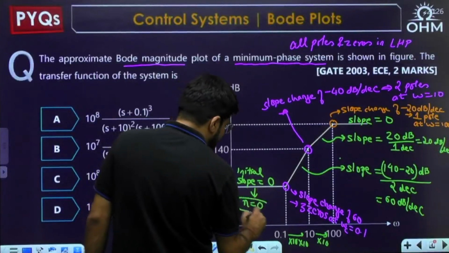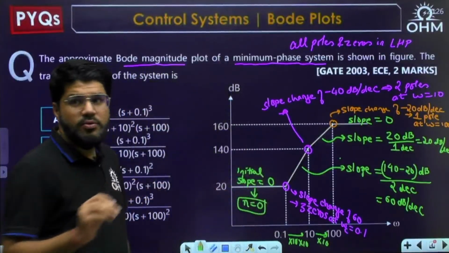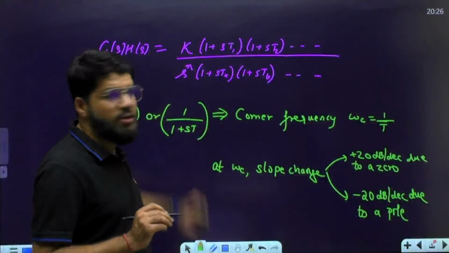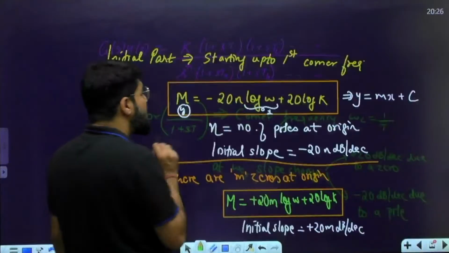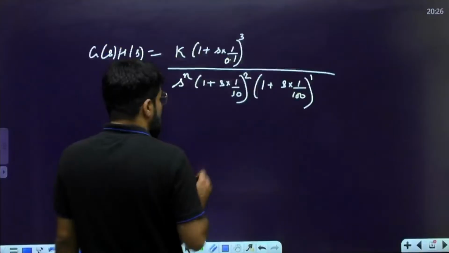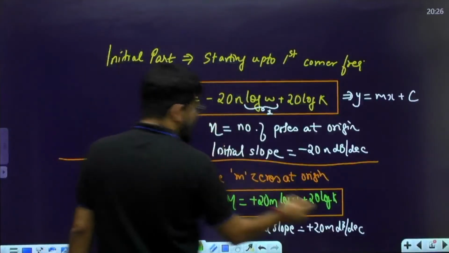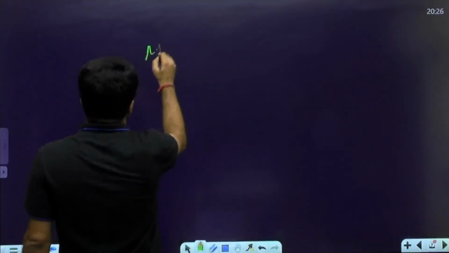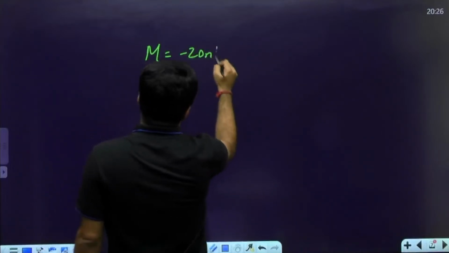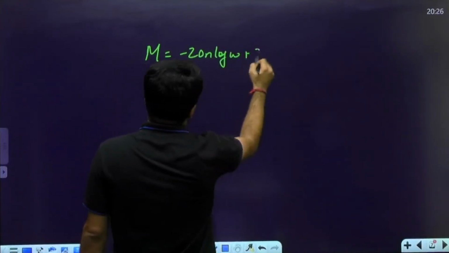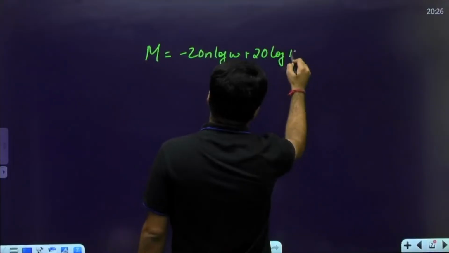Minus 20n. Initial slope 0 means n equal to 0. Means this factor n equal to 0. Okay, so now dear, if n is equal to 0, what is the magnitude formula? See, what is this magnitude formula? Magnitude is minus 20n log omega plus 20 log k.